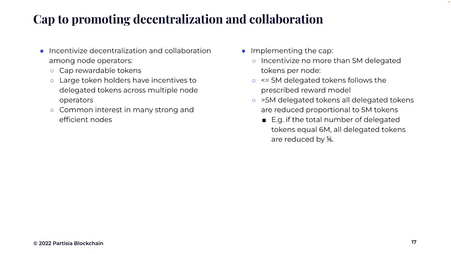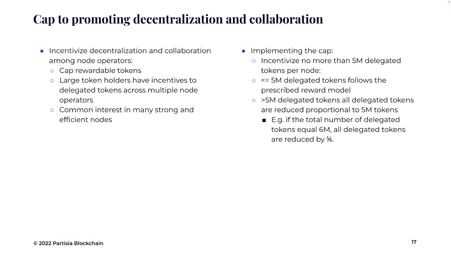We have some large token holders, and we are incentivizing the large token holders with this cap to delegate tokens to more nodes. If they see that these nodes are performing weekly, they have an incentive to go, assuming that they know exactly how to run an efficient node, to facilitate some collaboration and help others become as efficient as they are.